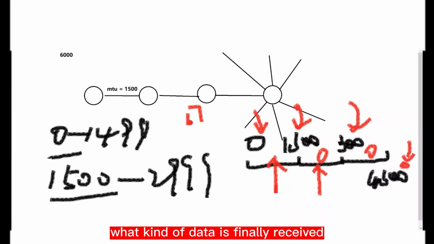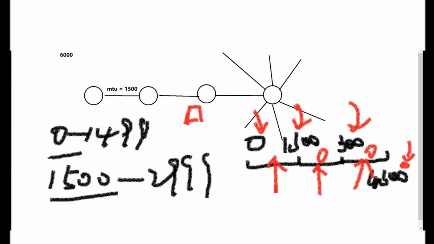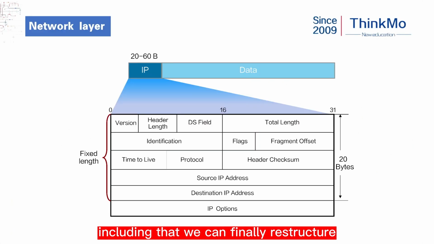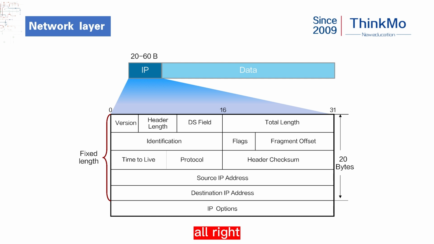What kind of data is finally received? When do we start restructuring? After receiving the last message, we can put it together like a puzzle. So this is a shard of our 3-layer, and including that we can finally restructure. This is a mechanism for messages.